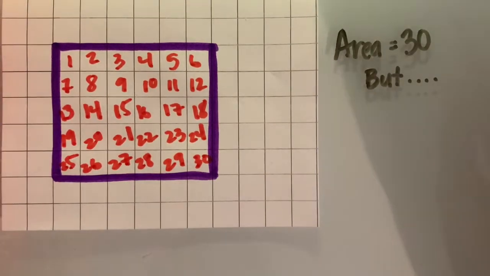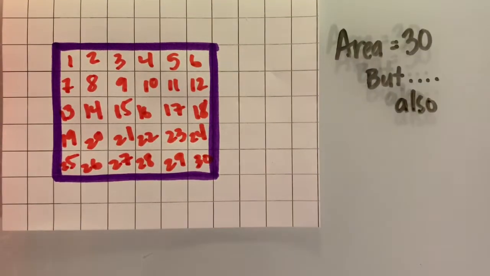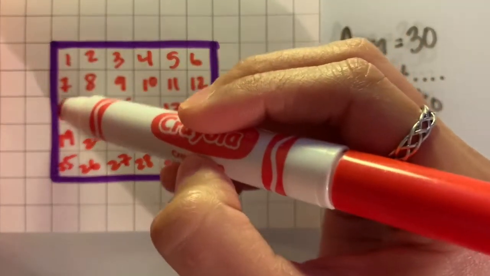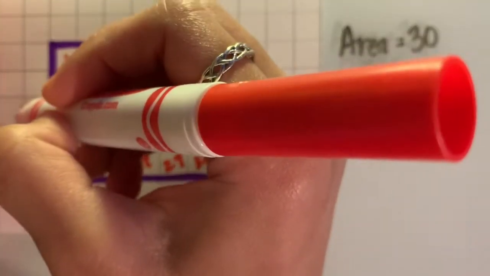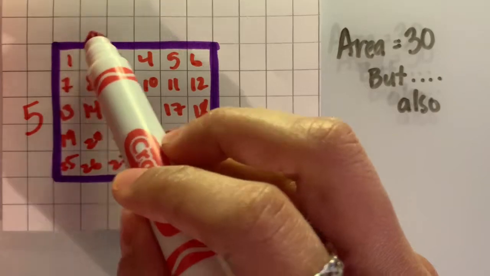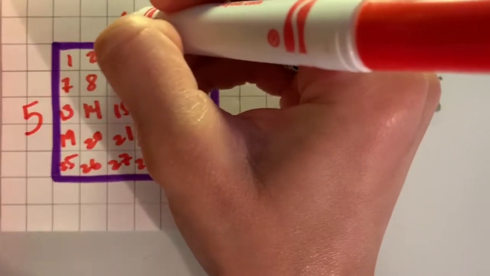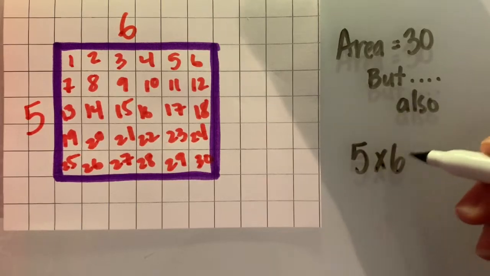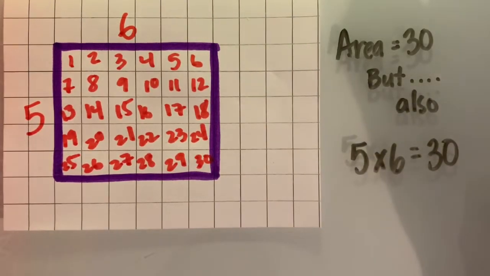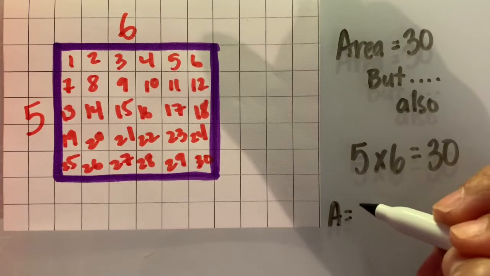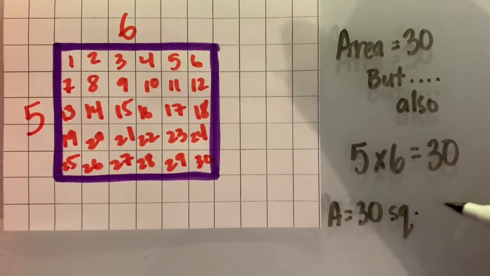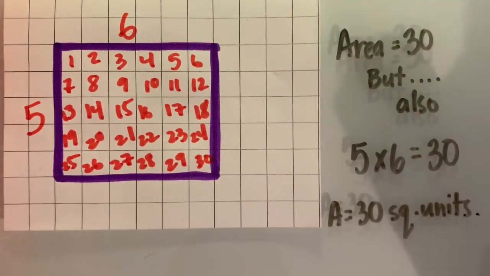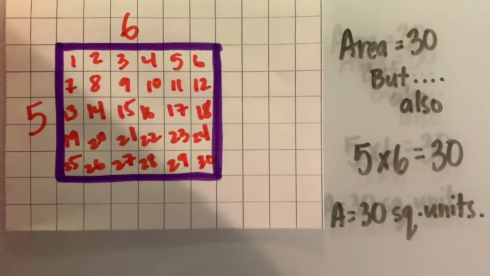But again, there has to be a faster way to solve this problem. Let's count our rows, which is 5 rows, times how many are in each row, which is 6. So we could also solve this problem by multiplying 5 rows times 6 in each row, which is 30. That means that our area is 30 square units. That was a lot faster to solve.